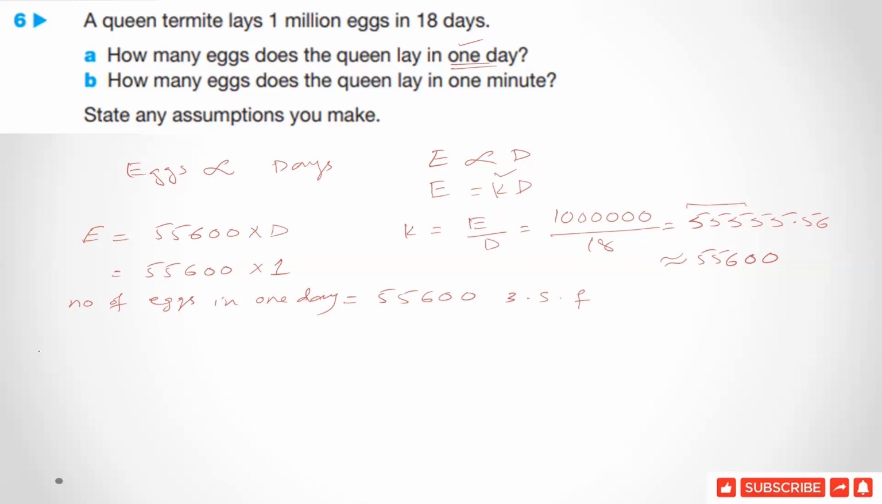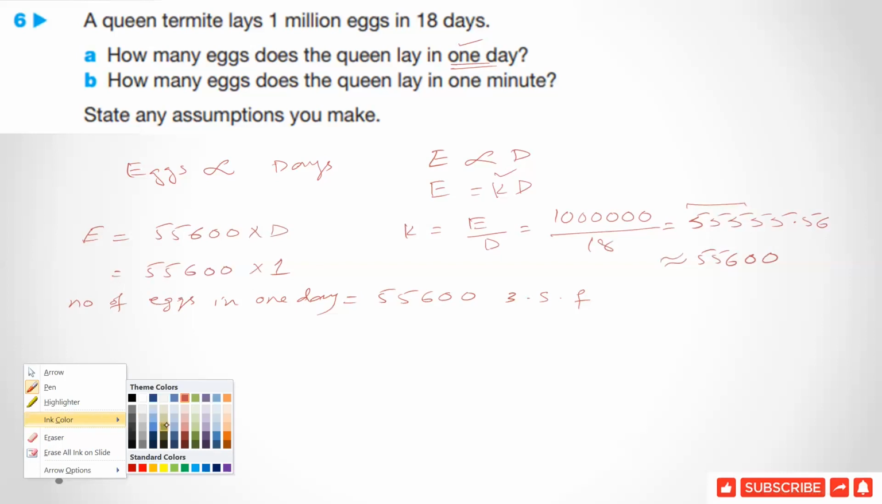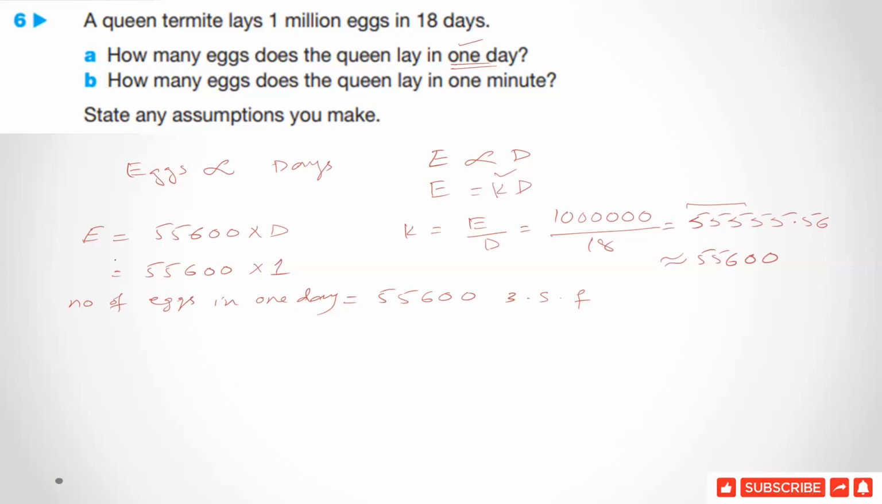Now B part. Again, I change the color, and it becomes blue. Hope you like it. This was part A, and now this is B1. As we know, how many eggs does a queen lay in 1 minute? There is no formula to use anymore, but we have to calculate the number of minutes in a day.